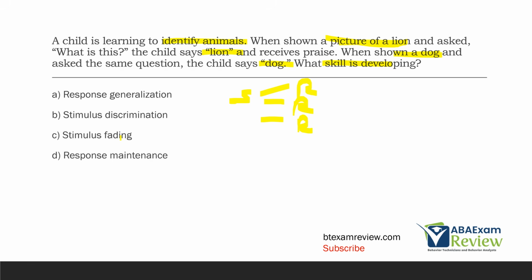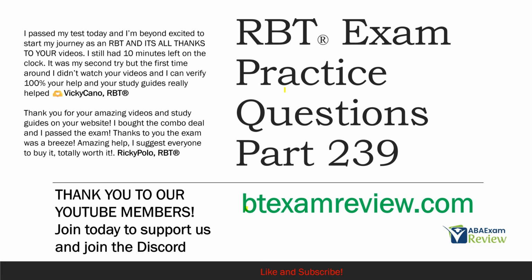Again, stimulus fading. We're not fading out anything. We're not prompt fading, for example. And then D, response maintenance. Well, we don't know if we're maintaining this skill yet because we're still developing it and teaching it. So what this child is now able to do is discriminate between the stimulus of a lion and a dog.